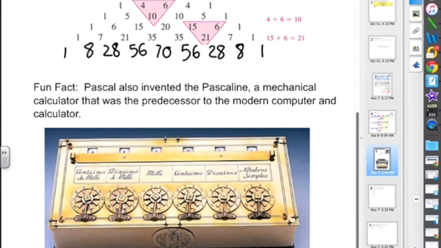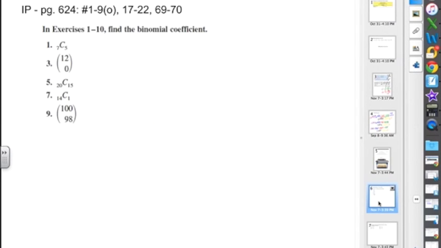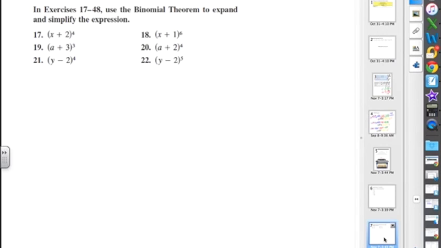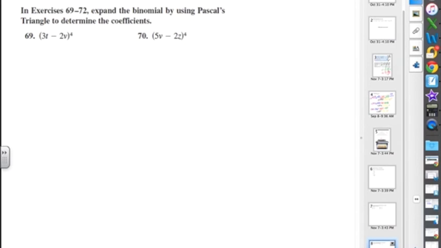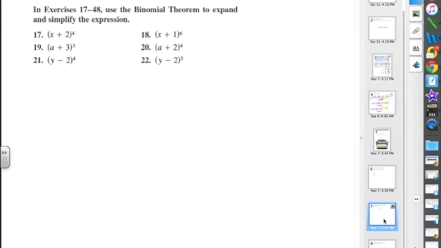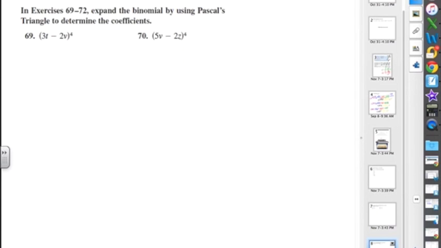For your practice, there are some here that are just finding the coefficient initially, and then there are others. Please pay attention to the directions. On these six, use the binomial theorem. In other words, use the combinations. Practice using the combinations. And then here, you can just use Pascal's triangle. But do be careful with your signs and make sure you actually calculate everything. Don't leave it as whatever to the fourth power. Actually figure out what it would end up equaling at the end.